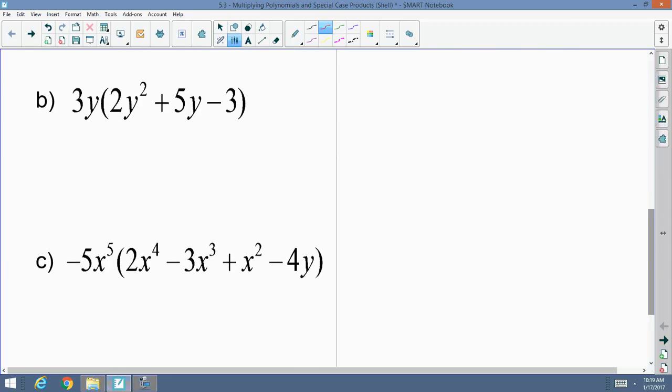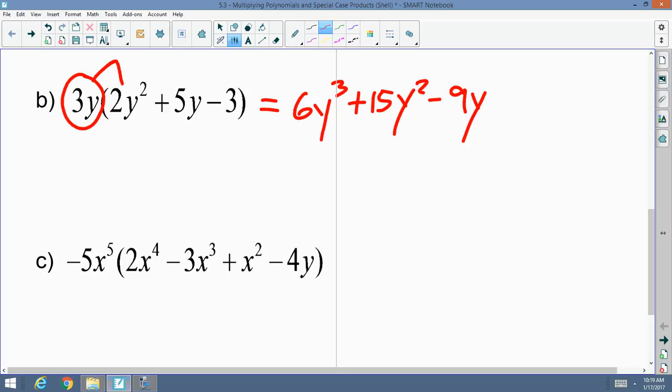So what would I get here, guys? Yep, 6y cubed plus, that's right, plus 15y squared minus 9y. Done. Have a good day. It's that easy. You're literally multiplying the outside term to every single term inside of the parentheses.